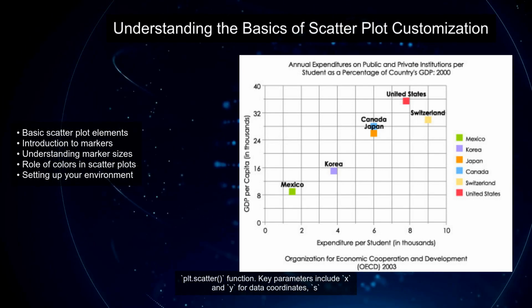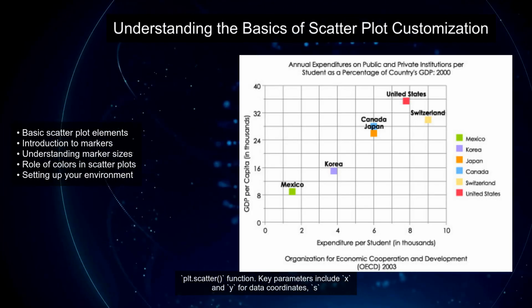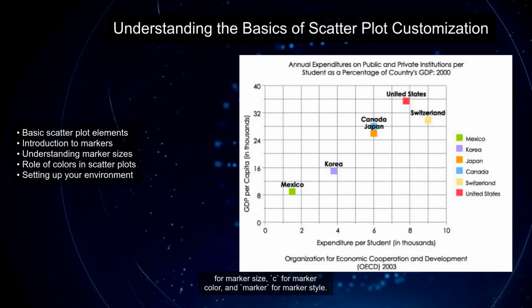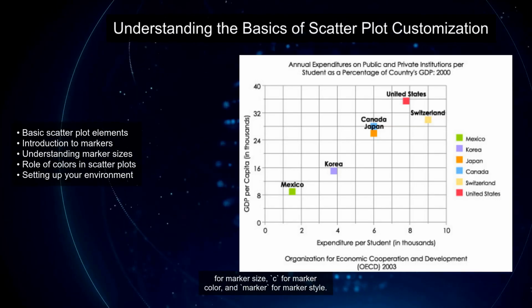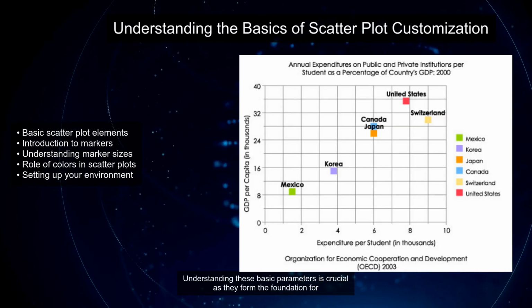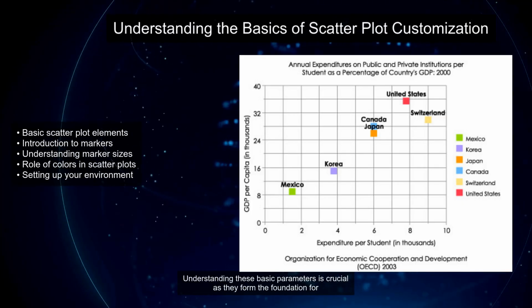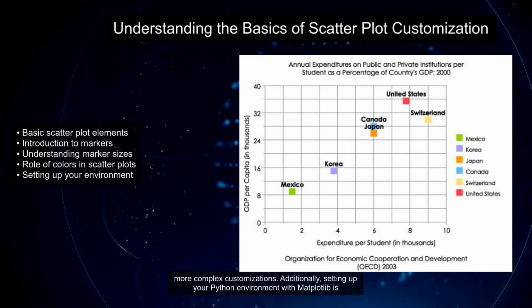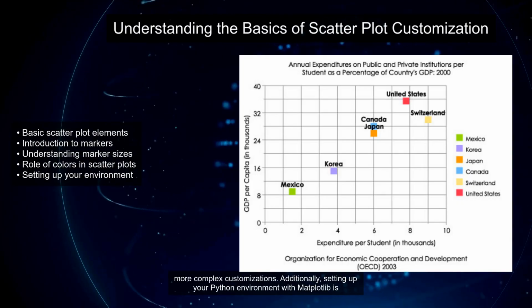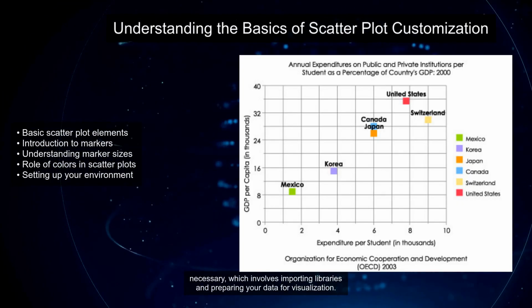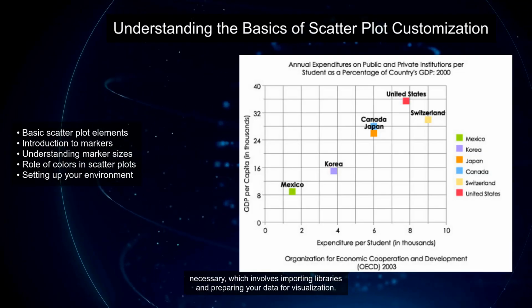Key parameters include x and y for data coordinates, s for marker size, c for marker color, and marker for marker style. Understanding these basic parameters is crucial as they form the foundation for more complex customizations. Additionally, setting up your Python environment with Matplotlib is necessary, which involves importing libraries and preparing your data for visualization.